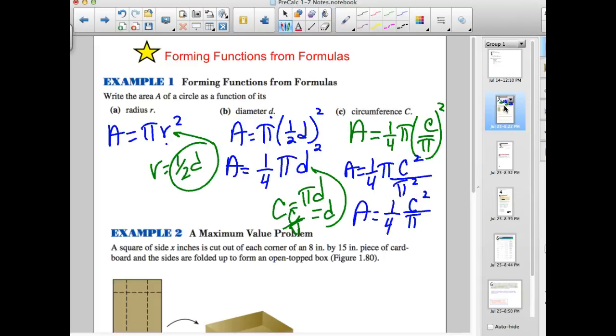Now, you can simplify that. You can just write that as c squared over 4 pi. Clean that up a little bit.